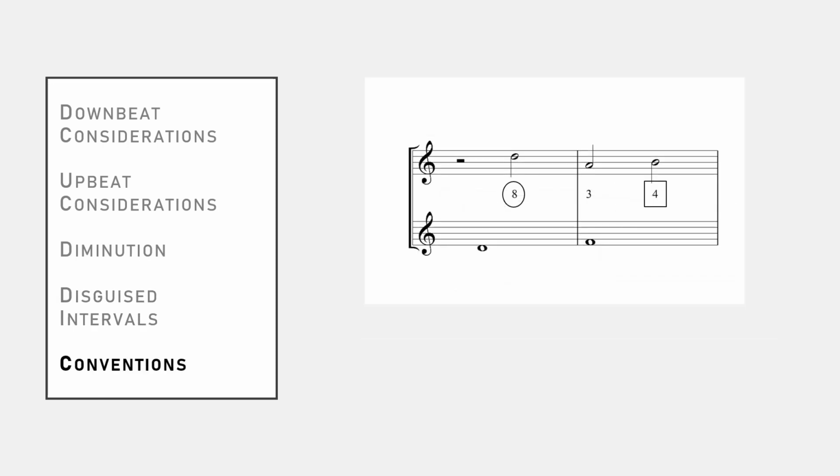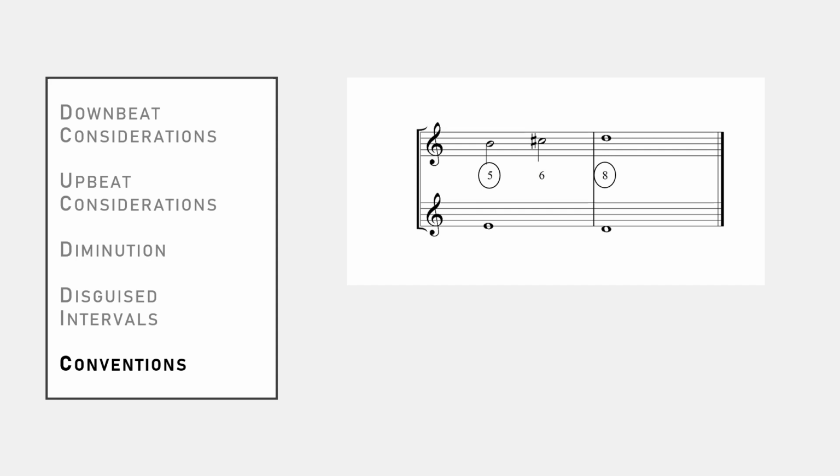There are two new conventions in second species that will make your life easier when practicing your exercises. The first is that in the first measure, you may begin with a half note rest in the counterpoint rather than two half notes. For some cantus firmi, that can be quite a helpful thing to remember.